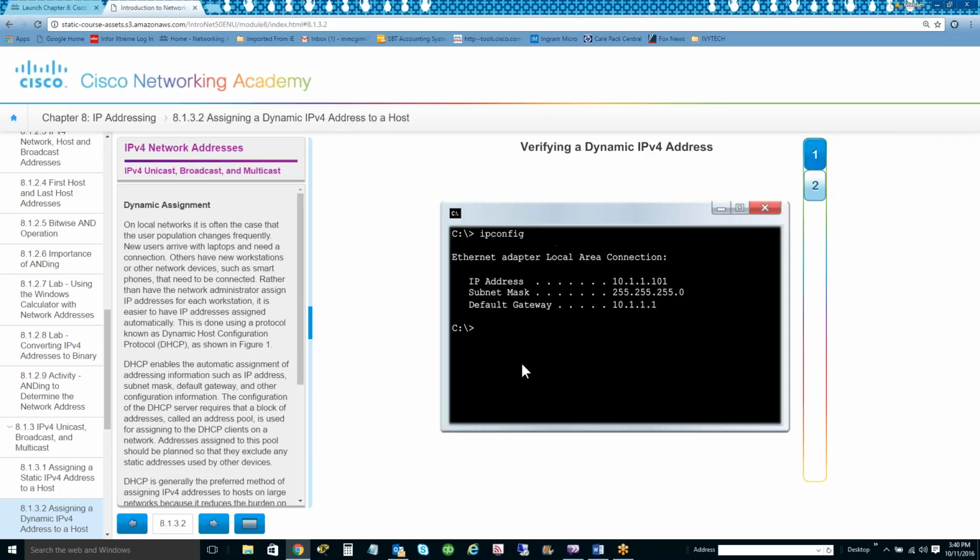The ipconfig command is what you use at a command line that will show you the current IP address, subnet mask, and default gateway on a Windows computer. Should be all familiar with that.